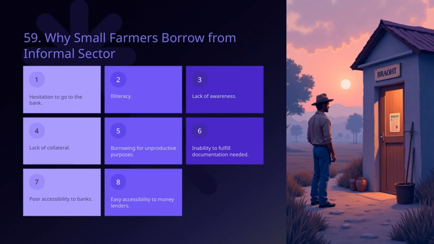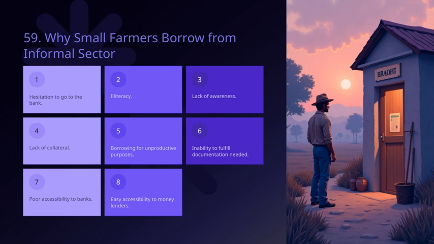Let's take a closer look at why small farmers tend to borrow from the informal sector. One major reason is the inability to fulfill the documentation needed for formal loans. Many farmers simply can't meet the strict paperwork requirements of banks or formal financial institutions. Another point is the easy accessibility to money lenders outside the formal sector. These informal lenders are often more readily available and easier to reach, which can be very appealing for farmers in need of quick funds.